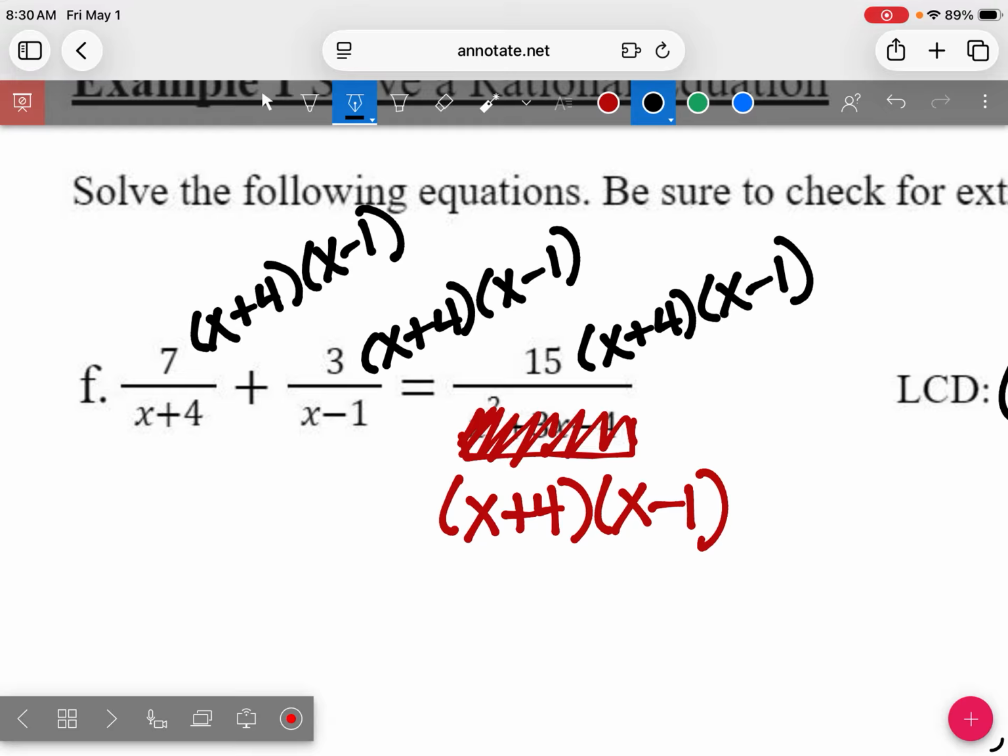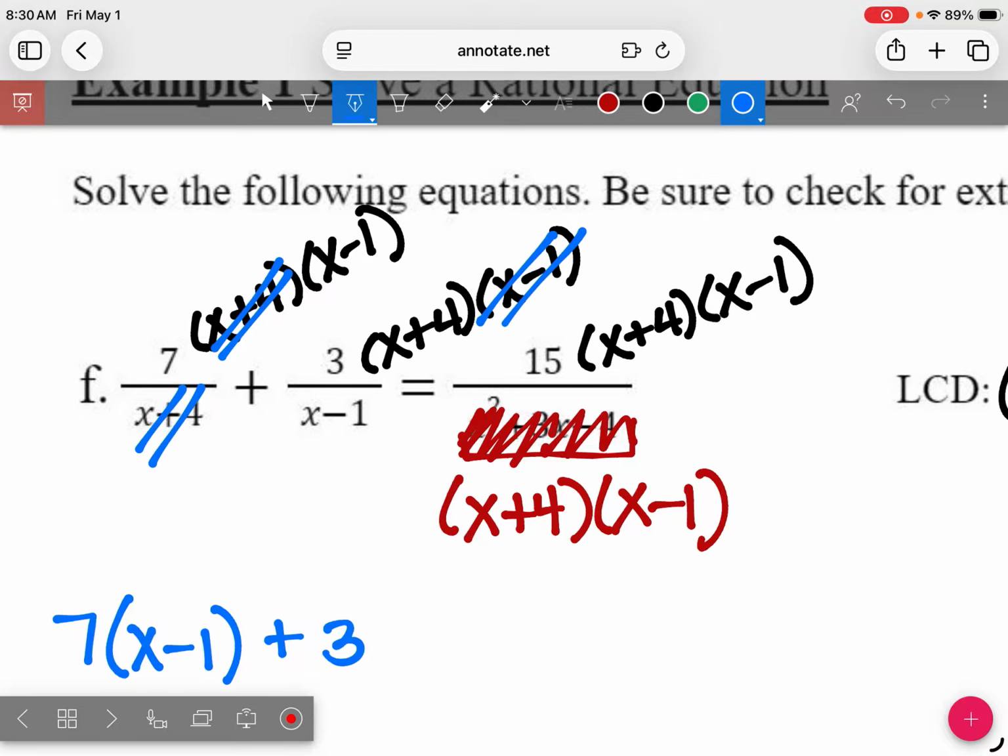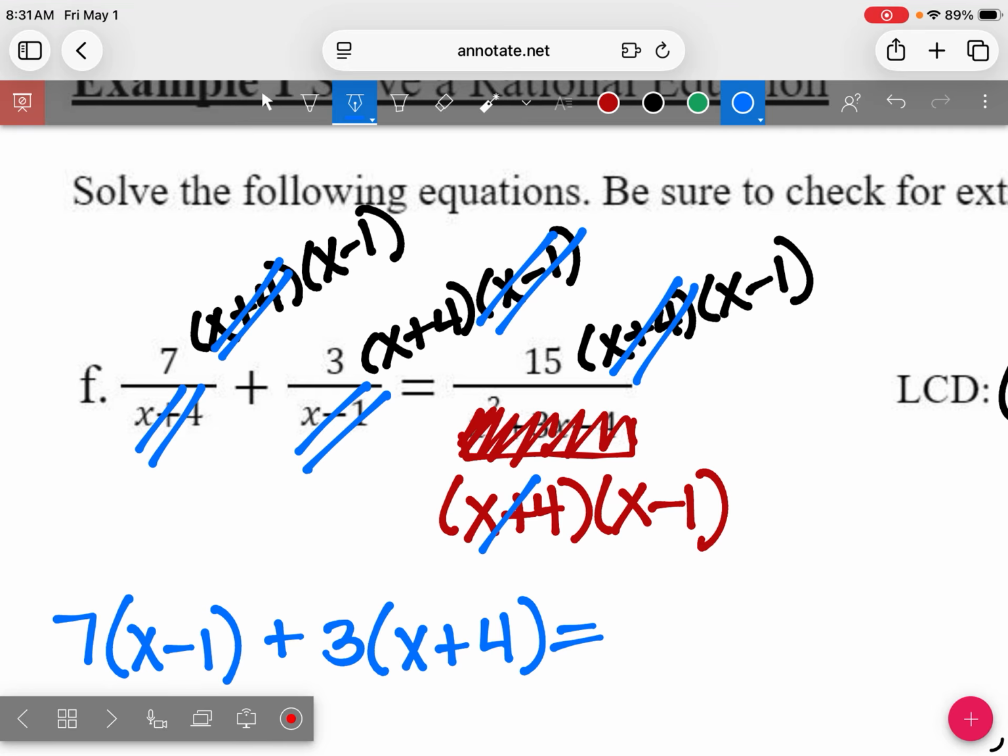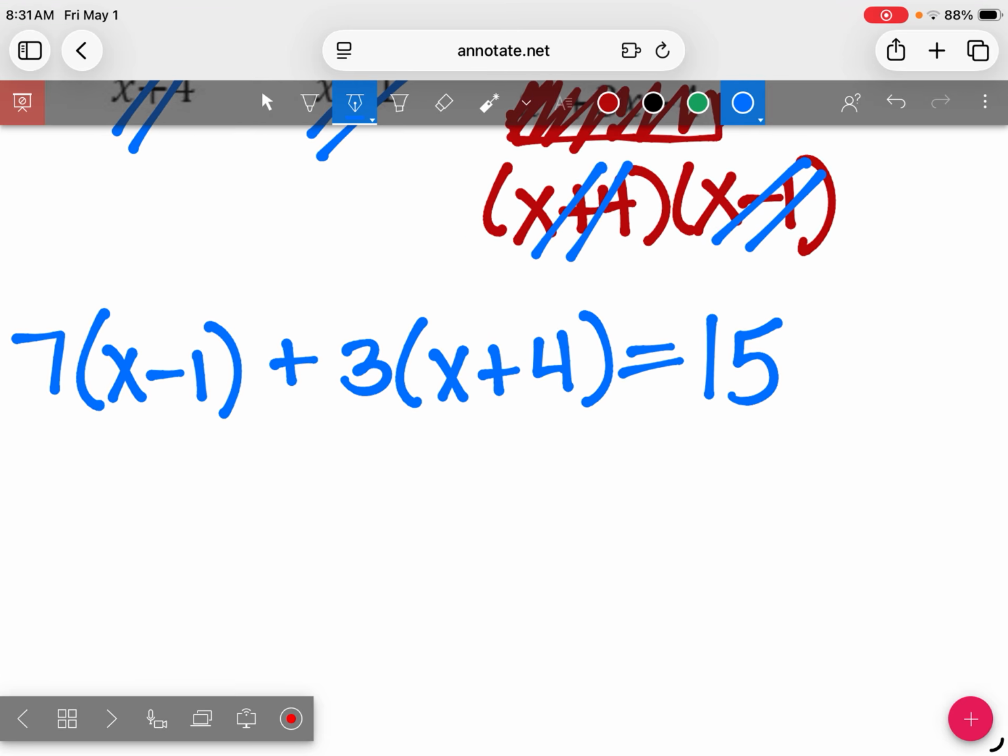Okay, so the first fraction, I'm going to take away x plus 4. That's going to leave me with a 7 times x minus 1. Bring down your addition sign in the 3. X minus 1 goes away. So I have the 3 times x plus 4. And at the end, they both go away. So all I have is 15. All right, now you need to distribute. Get rid of those parentheses.